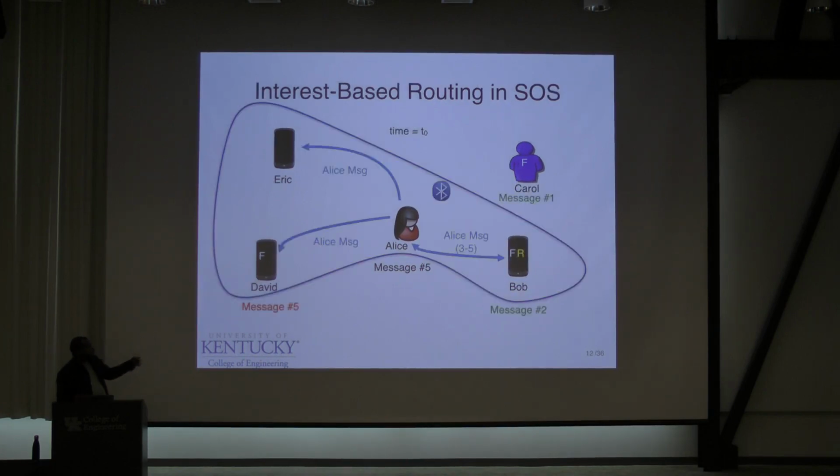Should have been two, I'm sorry. So David actually already had Alice's message, which is why he's at message 5. Bob was at message 2. So Bob received the updates from Alice in this particular routing protocol, and Carol is out of range. So you can say Carol might be at Rupp, right?